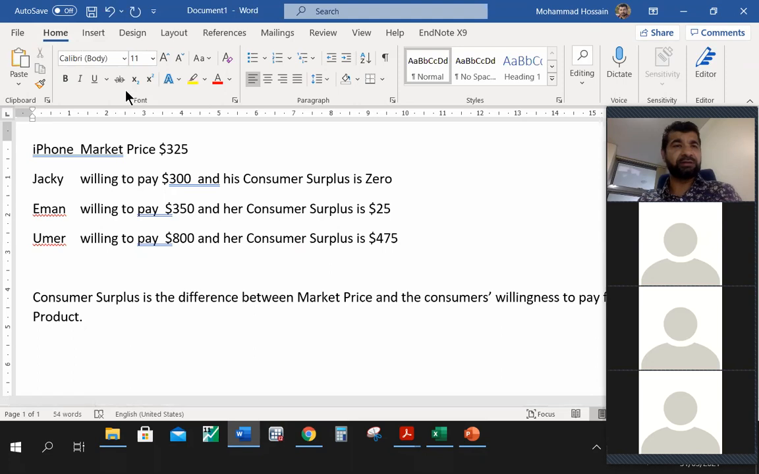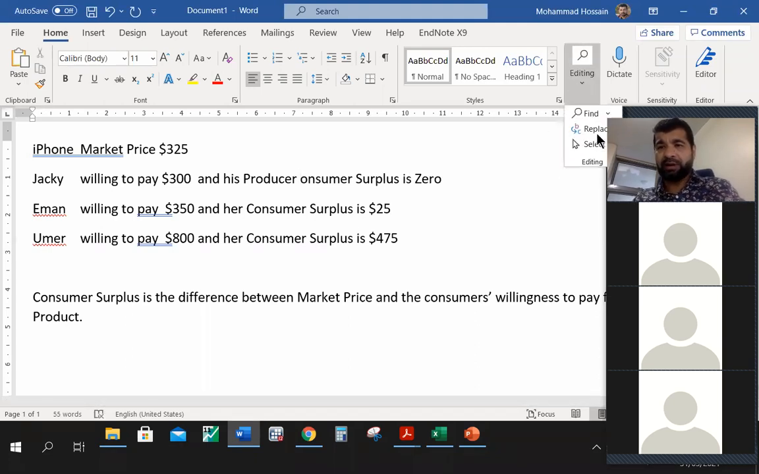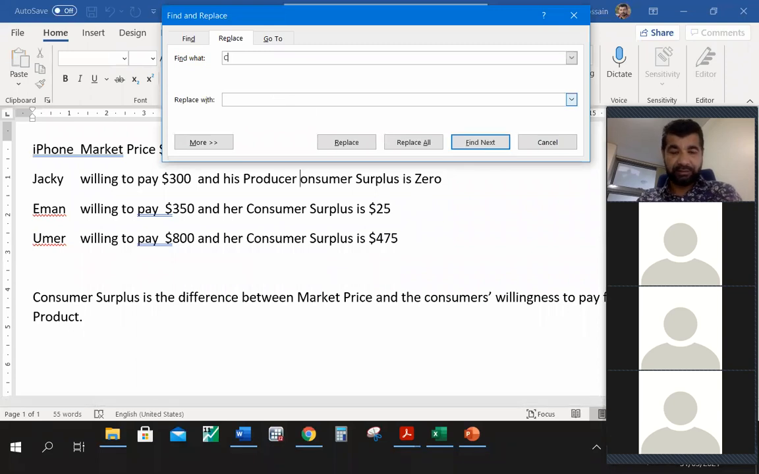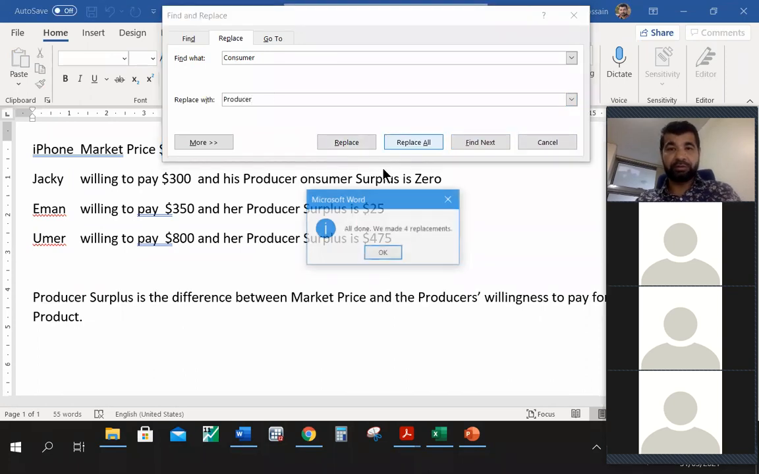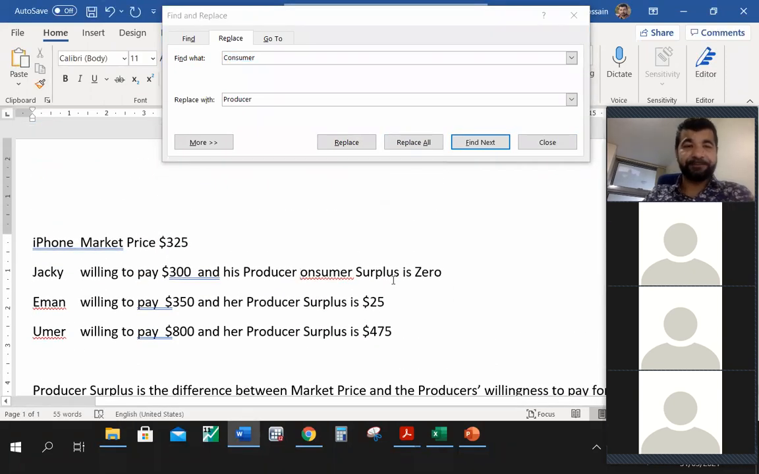Where's the replace here? Okay, I'll say a producer. Producer surplus. Okay, here is replace. Consumer surplus plus producer surplus. Okay, now let's put it this way.